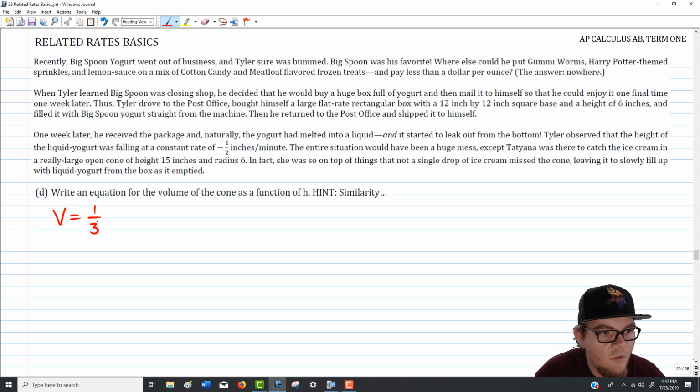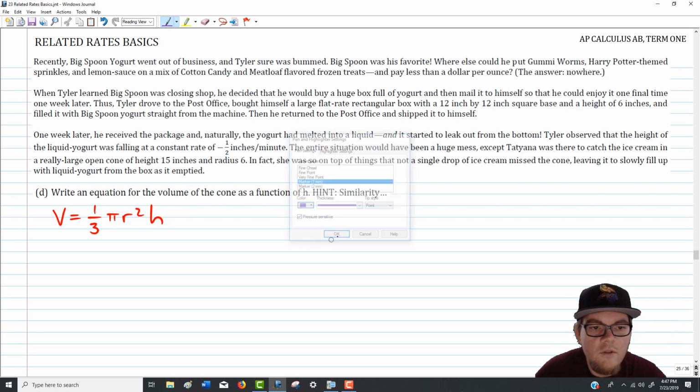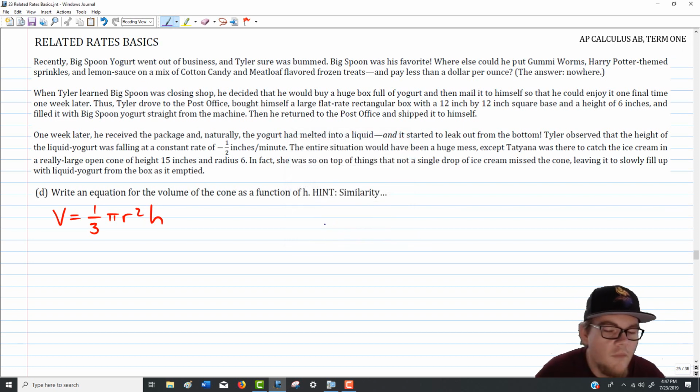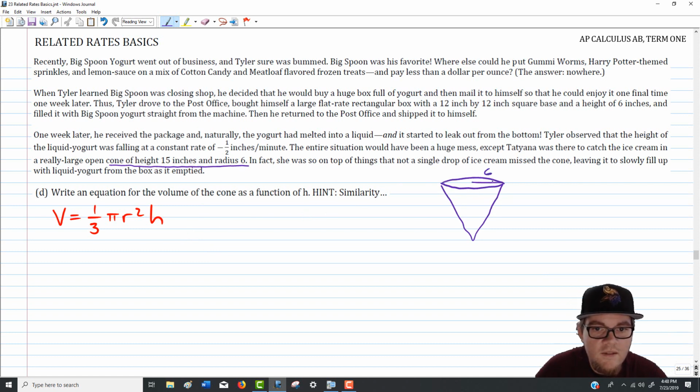Well, we said before that V is equal to 1/3 pi r squared h. And then let's look at our cone shapes here to develop that proportionality and similarity statement. So in here they tell us that the open cone that Tatiana is carrying has a height 15 and a radius of 6. So imagining our cone here, it's got to be a pretty darn big cone really. It says radius is 6 overall and the height overall is 15. That tells me that r over h is equal to 6 over 15. Right? I mean, that's just reading it out of the problem.